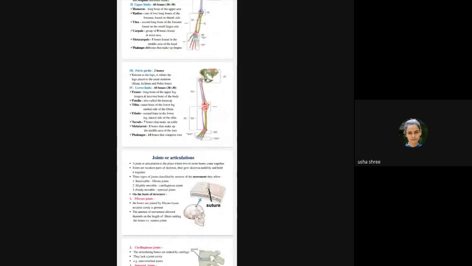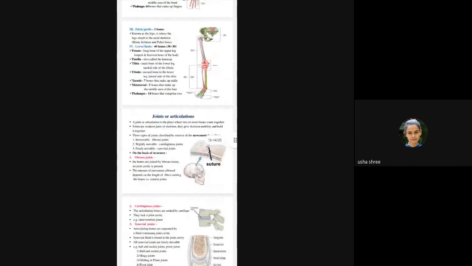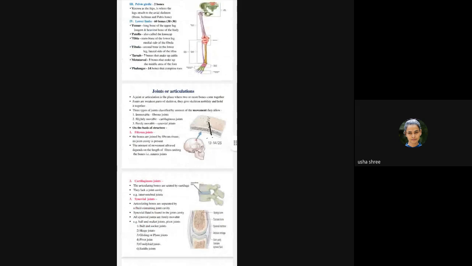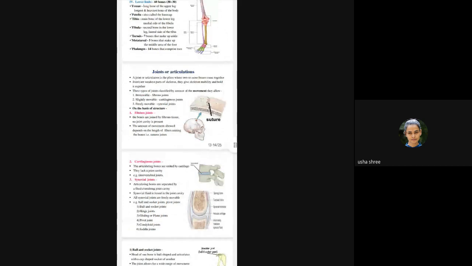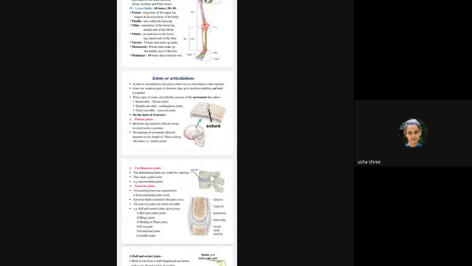Ball and socket, hinge, gliding, pivot, condyloid, saddle. Okay, very good. So synovial joints are ball and socket joints, hinge joints, gliding or plane joints, pivot joints, condyloid joints, and saddle joints. And what are the types of joints? Immovable, slightly movable, and freely movable.